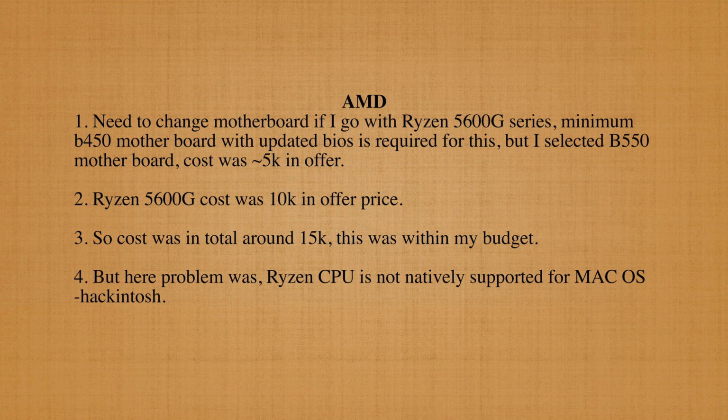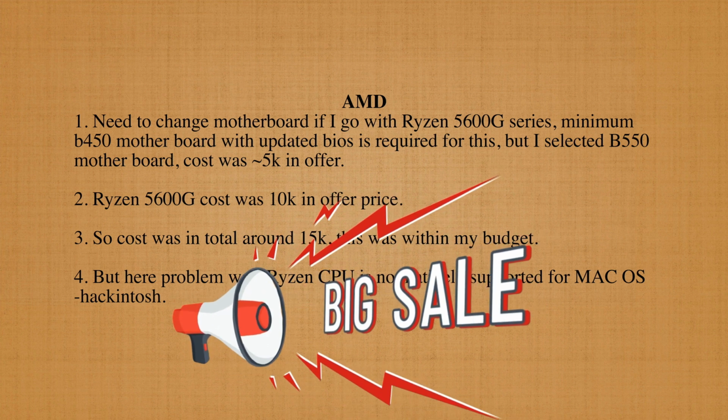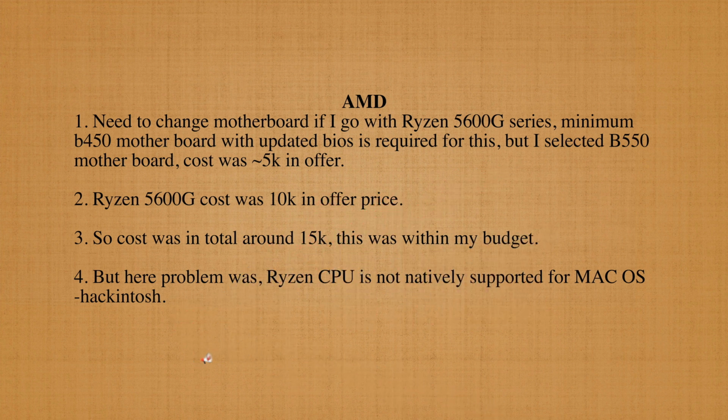There is a very minimal difference between B450 and B550 motherboard pricing, almost negligible, about 500 rupees. In the Flipkart Big Billion Day sale, I was getting a B450M motherboard around 4500, whereas the B550 motherboard was around 5000. All the offers were pretty lucrative. Also, the Ryzen 5 5600G CPU was coming with a 10,200 price tag. The price was within my budget, almost 15k.